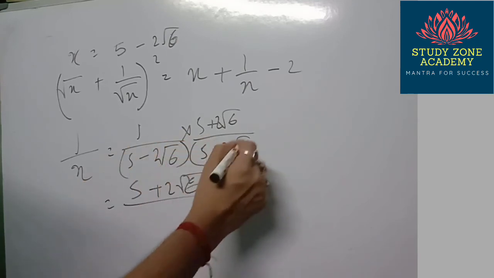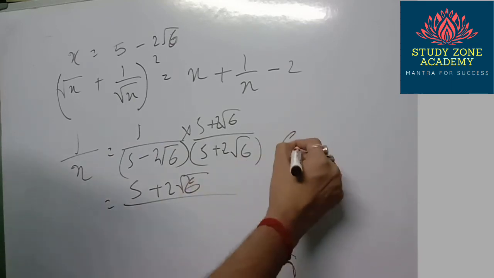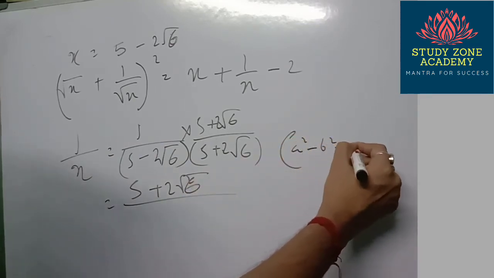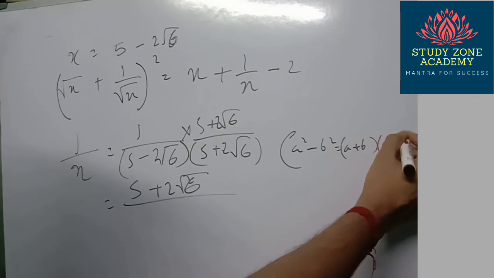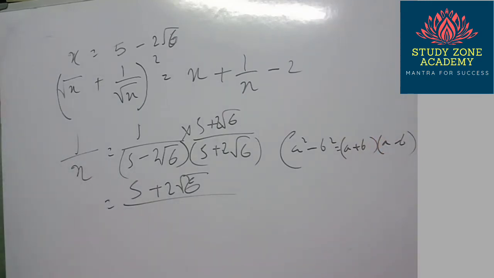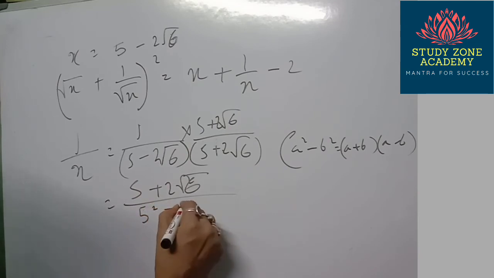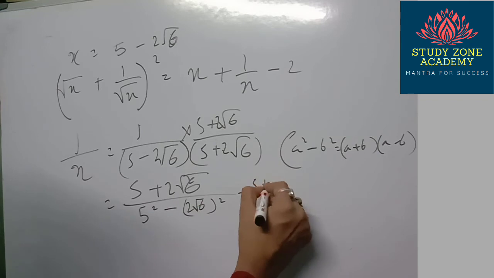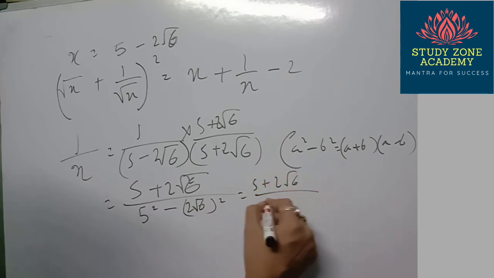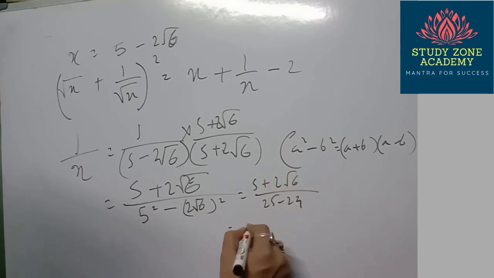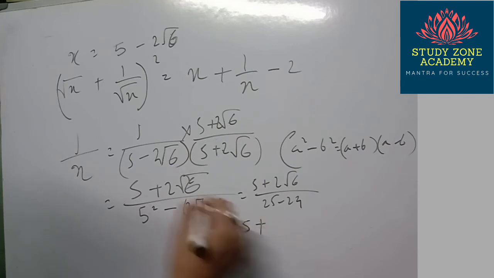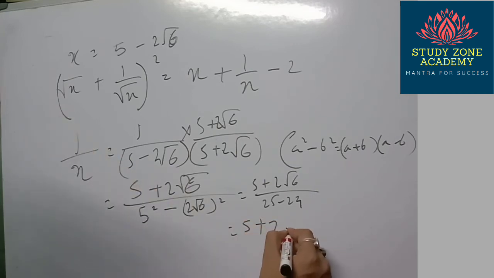A square minus b square format we are getting here. Let us write that. A square minus b square will be a plus b into a minus b. You need to write it. So it becomes 5 square minus 2 root 6 whole square, that is 24. So we are getting 5 plus 2 root 6. Here 25 minus 24, so 1 by x value is 5 plus 2 root 6.